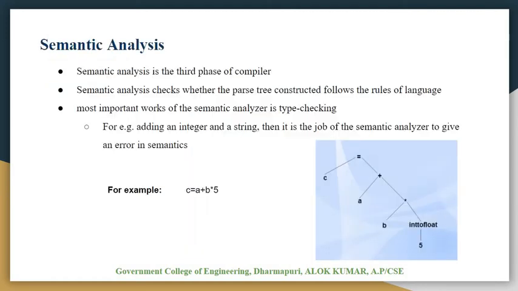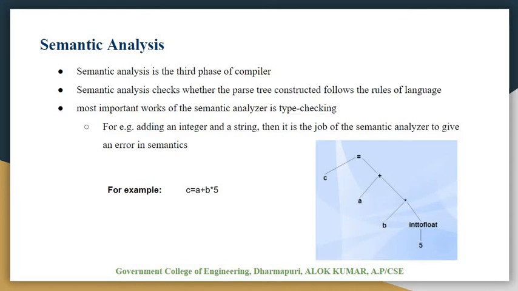Now the third phase is semantic analysis. Semantic analysis is the third phase of compiler. Semantic analysis checks whether the parse tree constructed follows the rules of the language. The most important work of the semantic analyzer is type checking. It checks whether the type is appropriate or not. Suppose, for example, we are adding an integer and a string. Then it is the job of the semantic analyzer to give an error. So this will be judged by semantic analysis.